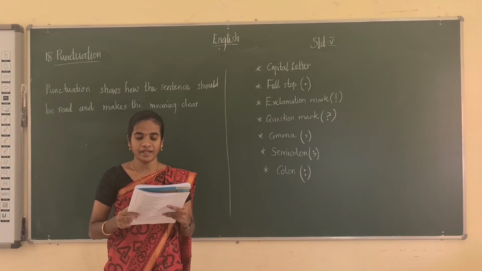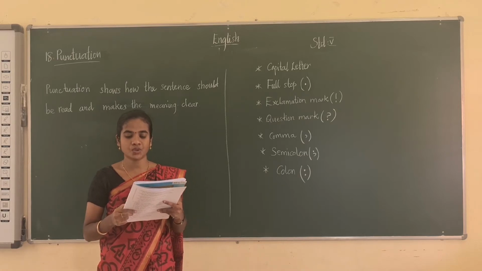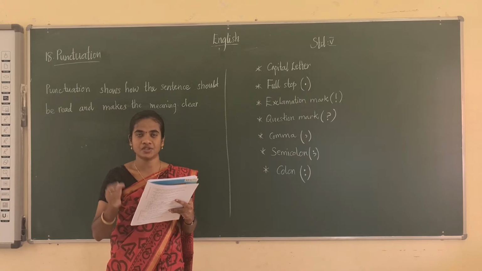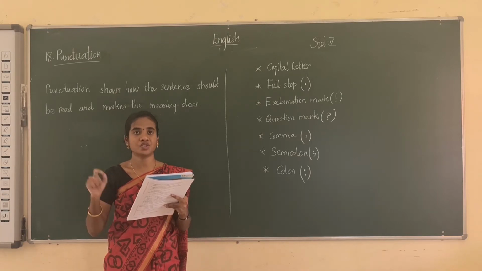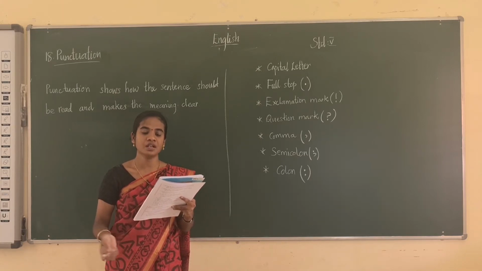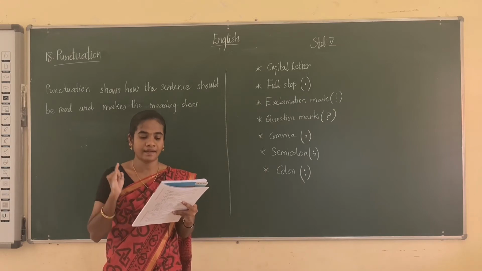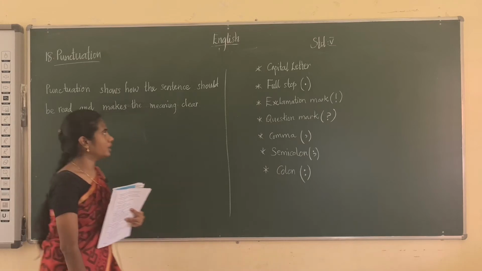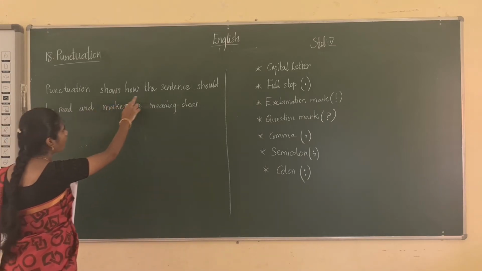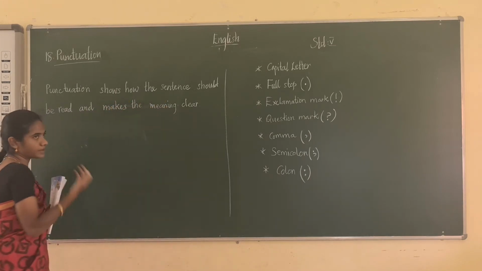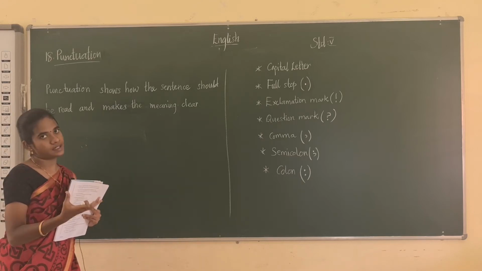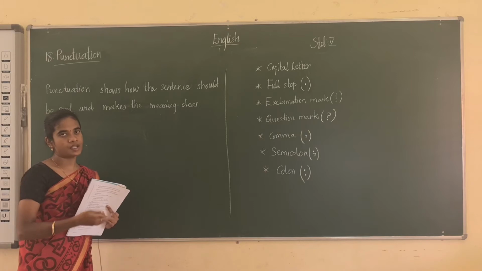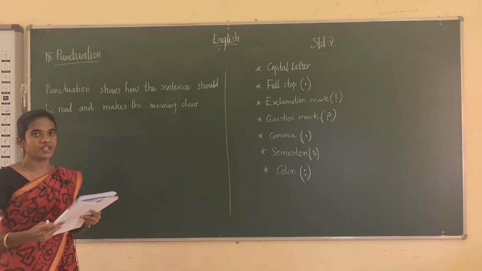Punctuation is used to create sense, clarity and stress in a sentence. So this is the main important one. What is the use of punctuation? They can create sense, clarity and stress in a sentence, and also show how the sentence should be read and make the meaning more clear. So this is the usage of punctuation.